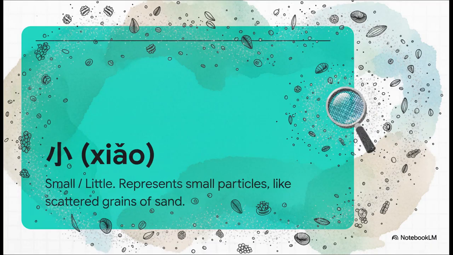And of course, the opposite of da is xiao, for small or little. The character here has a central hook with two little dots on either side. These are meant to represent tiny particles like grains of sand or seeds being scattered. It visually captures this idea of something being divided into tiny pieces, and that's why it means small.